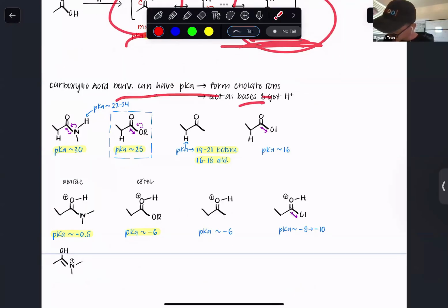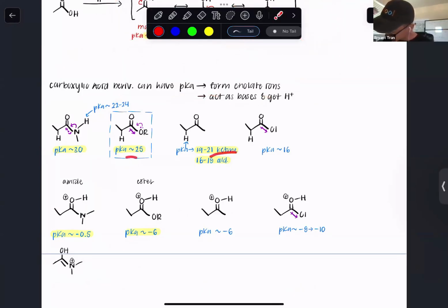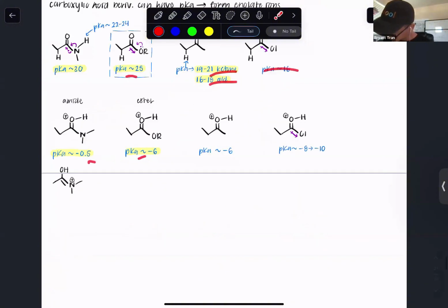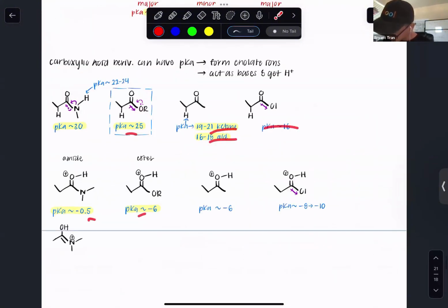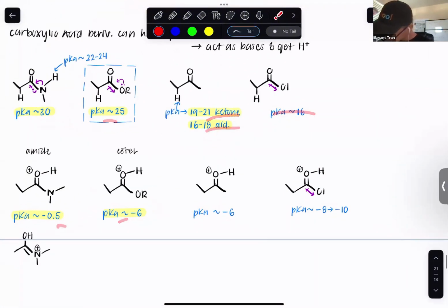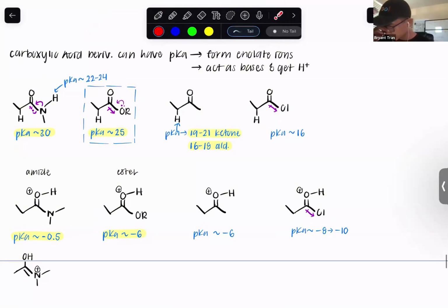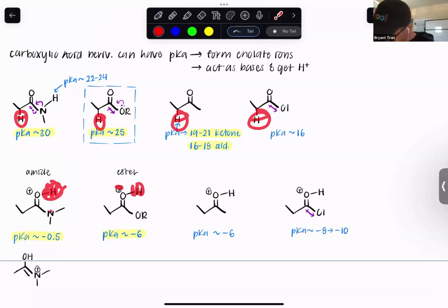pKa forming ions. Okay. Yeah, so this is to talk about the pKa of carboxylic acid derivatives. When we have a negative charge here, negative charge here, negative charge here, negative charge here. Oh no, this is going to be neutral. This is going to be neutral. This is going to be neutral. This is going to be neutral.